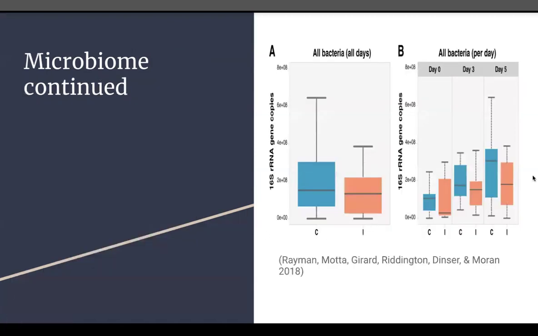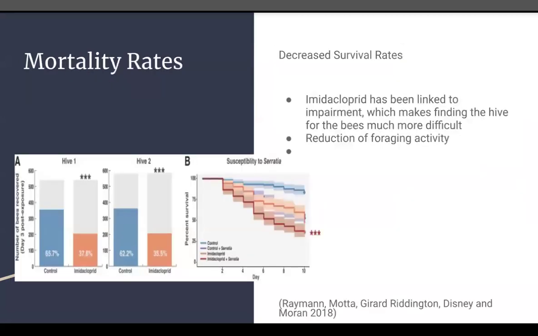And so here's another chart on the gut microbiome. This is from the American Society of Microbiology, and this just further shows that there's no change in the bacterial abundance found in the bees' microbiome. So this just further supports the point that imidacloprid does not significantly affect the microbiome of the honeybees.